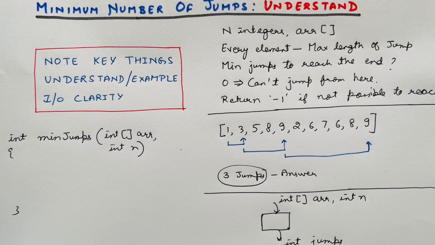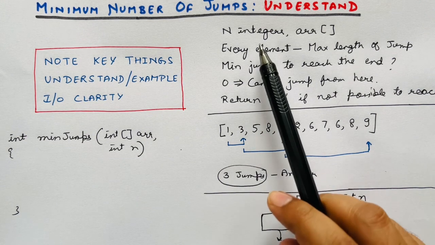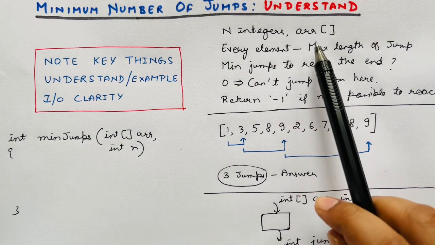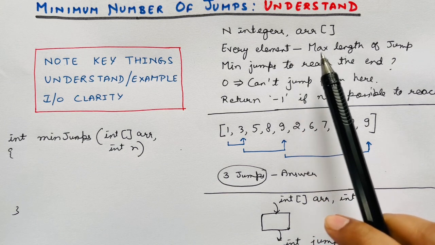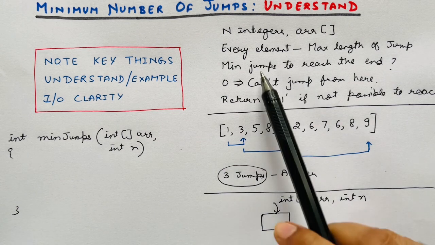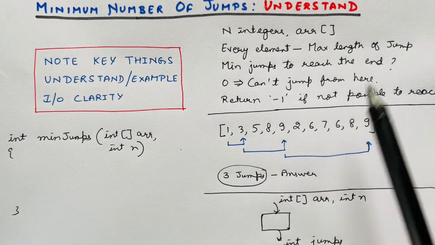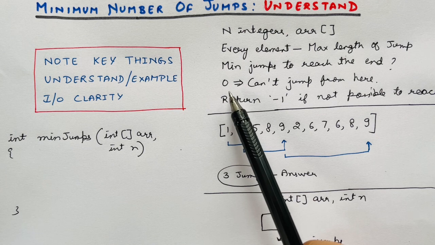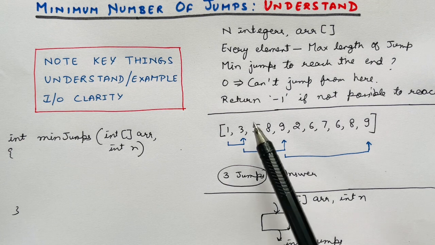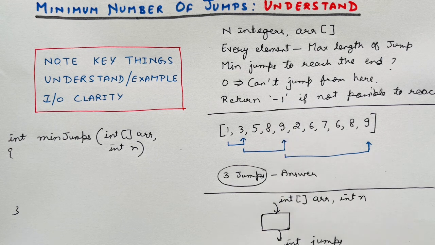Let's start. To begin with, let us first note down the key things given in the question. We are given that there are n integers. They are present in an array. And every element of that array represents the maximum length of the jump that we can make from this position. And what we have to return is the minimum number of jumps that we need to reach the end of the array. It is also given that if the element is 0, then we can't jump from here. And if it is not possible to reach the end of the array, we have to return -1.